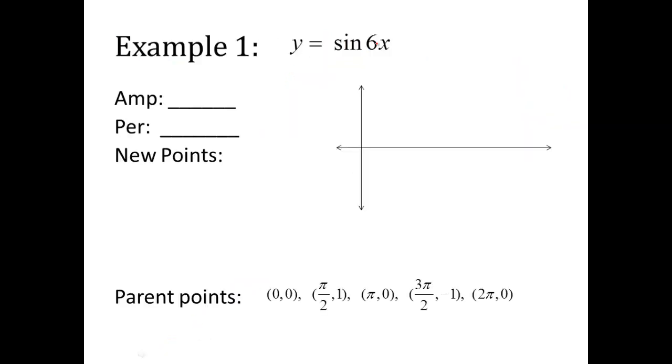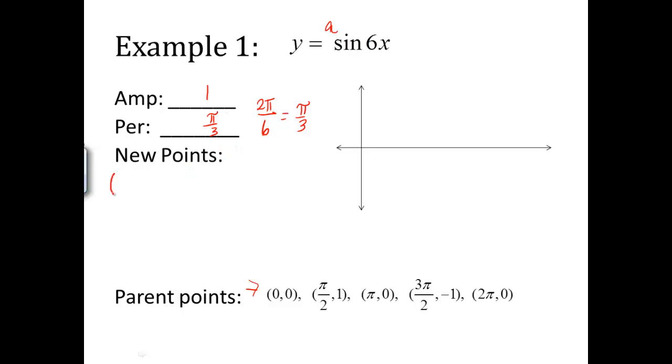Example 1, y equals the sine of 6x. Okay, I've put down here our parent points of the sine function. Let's analyze this first. What is the amplitude of this? Remember, the a value here is just the 1. The period, well, that's 2 pi divided by b. Well, b in this case is a 6. So if I reduce that, as you always do, you get pi over 3. All right, so you're always going to have to tell me amplitude and period. Now let's look at how we find our new points.